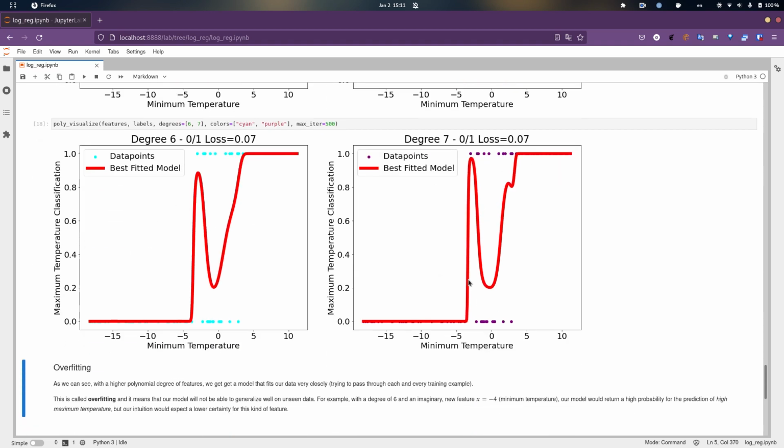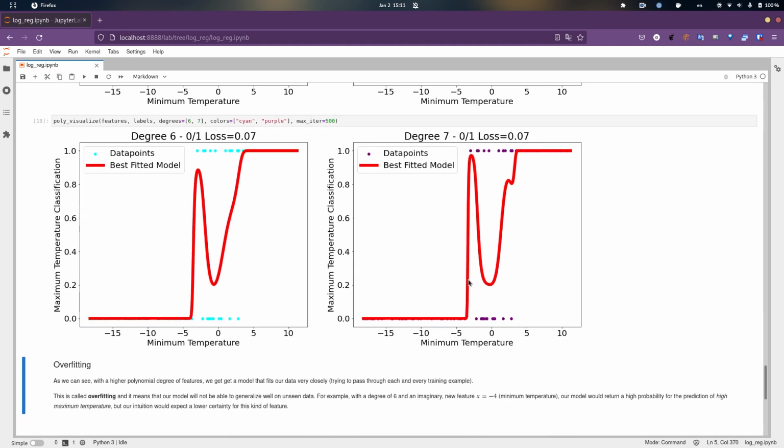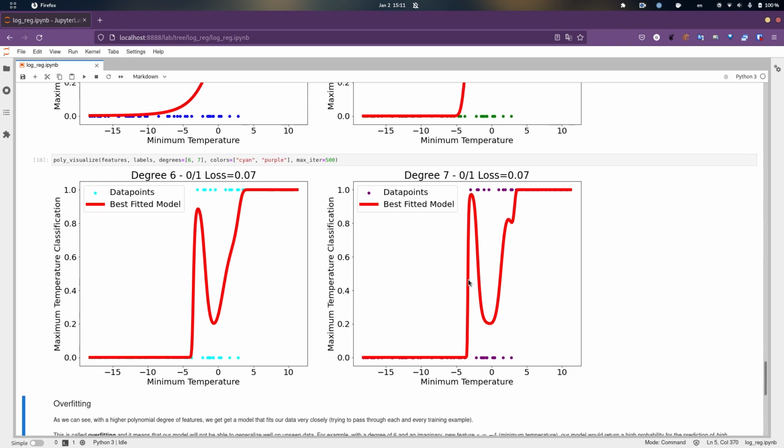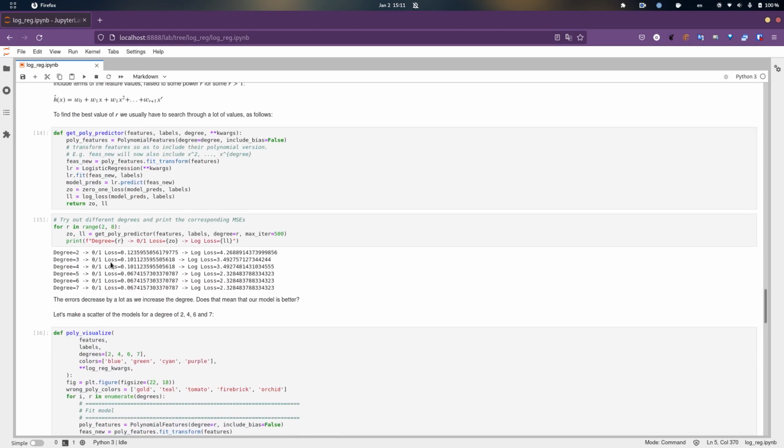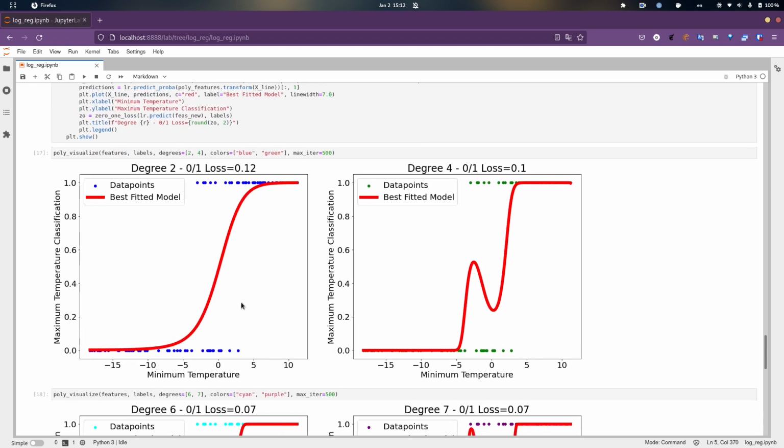So that is a sign of overfitting, and that's why we shouldn't really use this high number of degree, and instead here we will probably go with either the 2 or 3 degree, because it has a very good balance between the overfitting factor and the loss, which is pretty low.